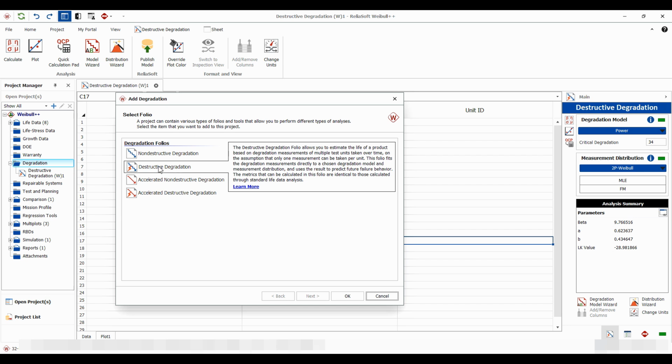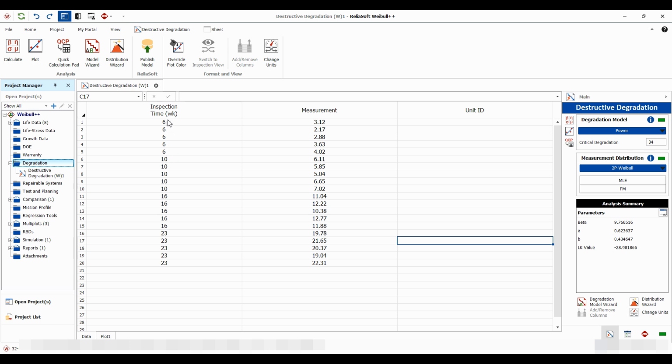So we're going to consider a destructive degradation analysis, but instead of starting a new analysis from scratch, we consider one already developed. We have a total of 20 units being tested, and each one has produced just one measurement, after which the unit had to be scrapped. We have a number of units tested at 6 weeks with a degradation measurement, another number tested at 10 weeks with a respective degradation measurement, and the same for 16 weeks and 23 weeks. So we have a total of 20 readings, but grouped into 4 different categories: 6 weeks, 10 weeks, 16 and 23 weeks.